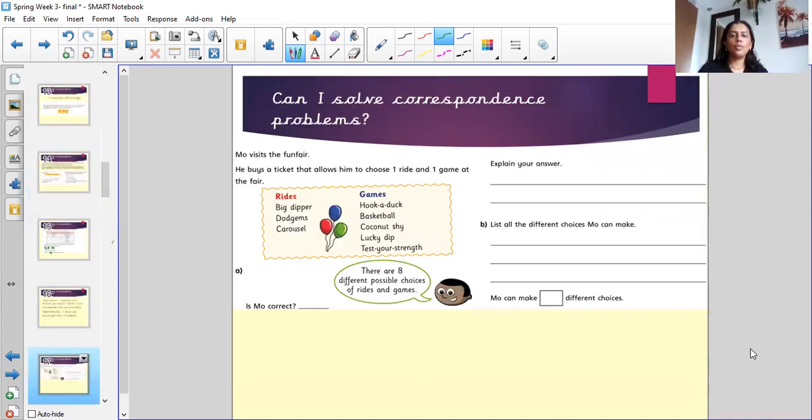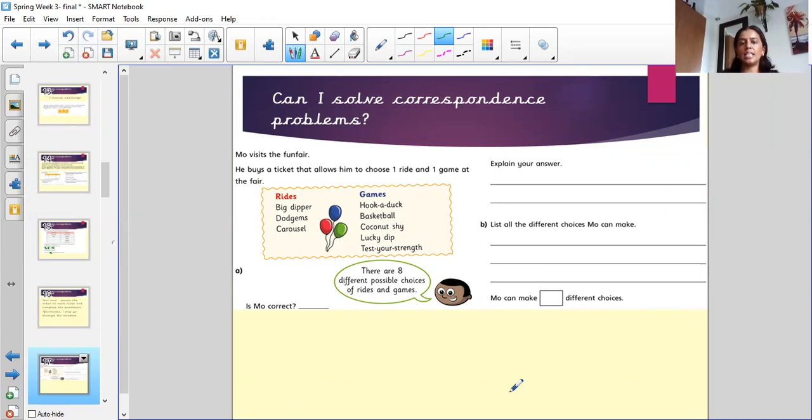Okay, so Mo visits the fun fair. He buys a ticket that allows him to choose 1 ride and 1 game at the fair. So Mo's saying there are 8 different possible choices of rides and games. Now what Mo's actually done is possibly counted them. So 1, 2, 3, 4, 5, 6, 7, 8. So if he counted them, he thinks that's how many choices he has, but that's not true, because if you count them, you only allow for one Big Dipper, one hooker duck, one dodgems, one hooker duck. It doesn't actually add up.